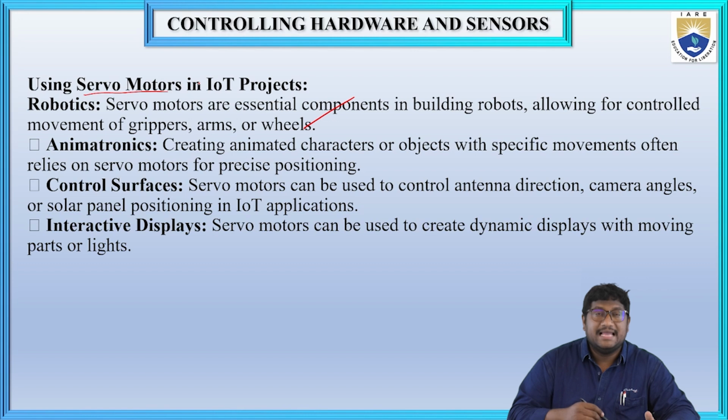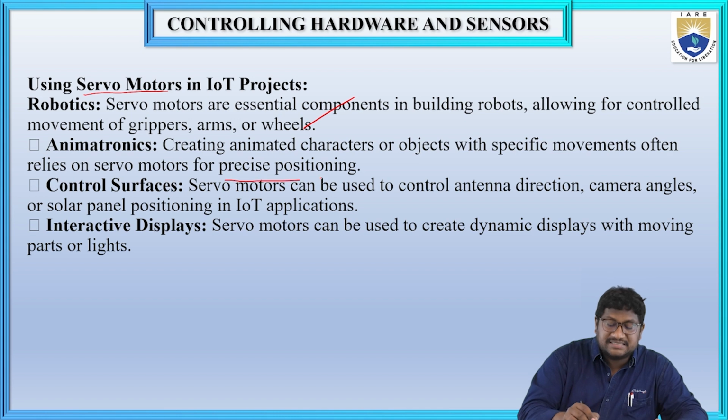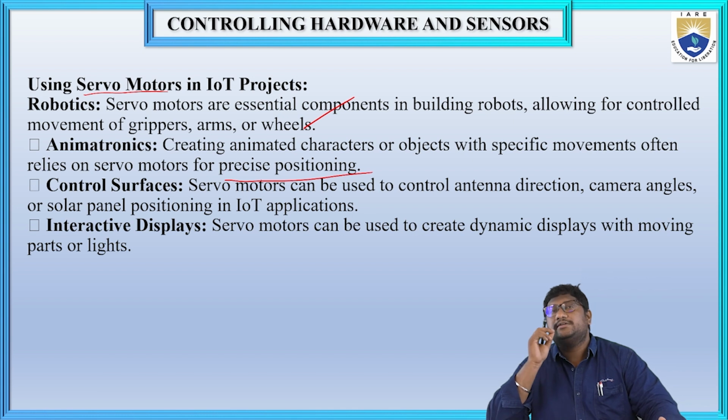The next one is animatronics. Animatronics means animated characters or animated objects, which define specific movements that rely on these servo motors only for precise positioning. For precise positioning purposes, this is used in animatronics.